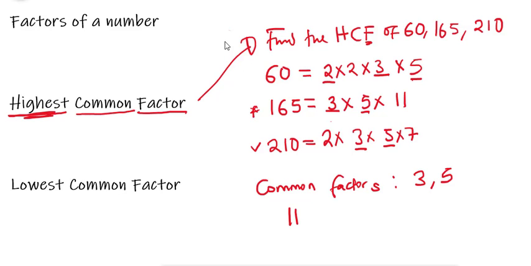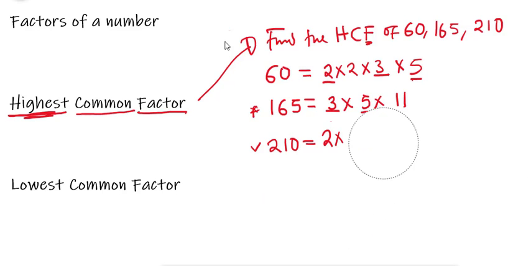factor. So that simply means that our HCF is going to be equal to 5, because 5 is the highest, it's common, and it's a factor. So meaning that's going to be our answer. 5 is our highest common factor. Okay, so that's how we find our highest common factor.